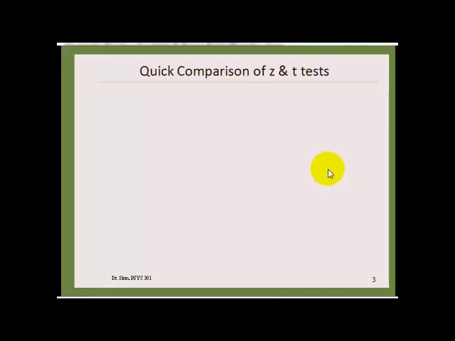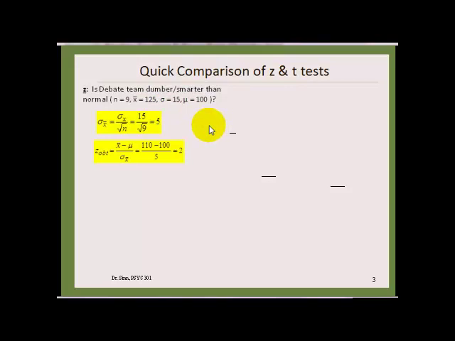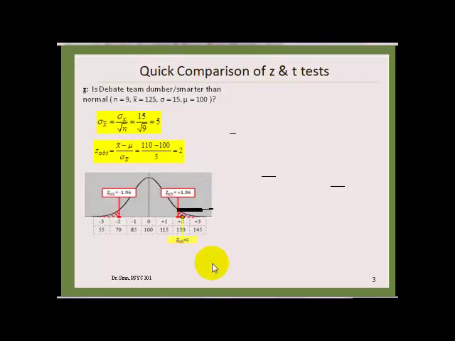All right, we're going to do a little more detailed comparison here between the z-test and t-test. This is still just an introduction, so don't panic. For the z, we would have a question like, is the debate team dumber or smarter than normal? With 9 students who have a mean of 125, standard deviation of 15, and a mu of 100. Well, we could quickly figure out the standard error is equal to 5. That's the variability we'd expect just by chance. And then we can plug that into the z obtained formula for a sampling distribution, and we get a z obtained of 2.